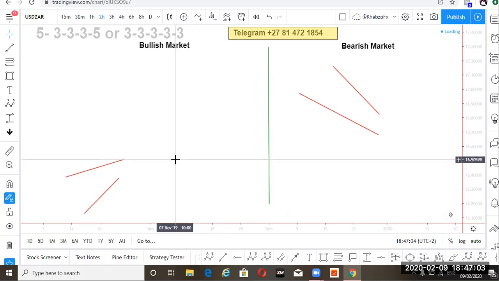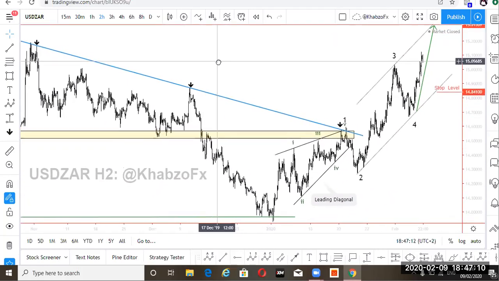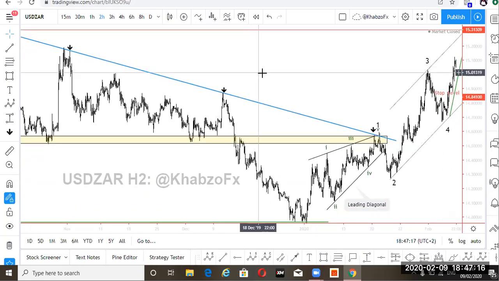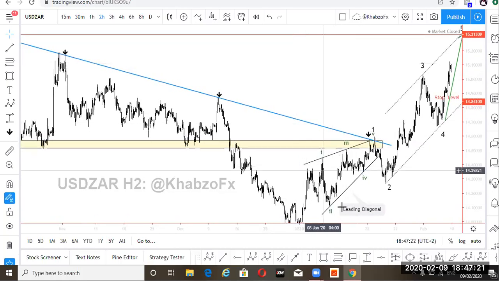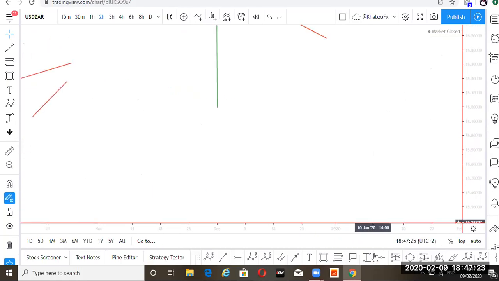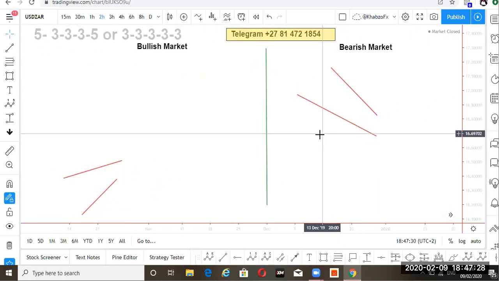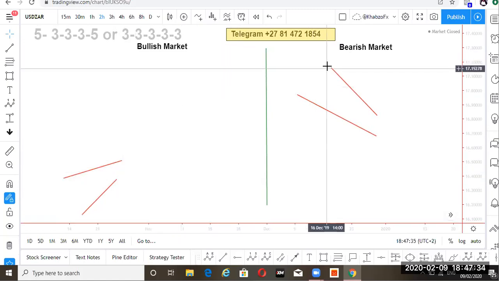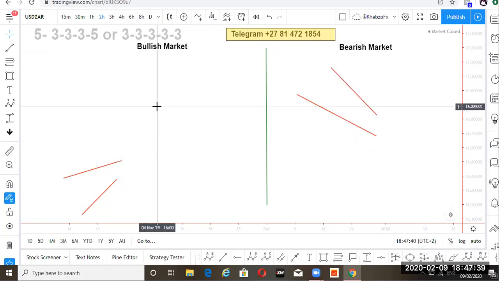I've recorded a video here on USDZAR on this setup that I posted a couple of weeks back. So I wanted to explain the leading diagonal in detail. This pattern here, right? You can have a leading diagonal in a bullish market. You can also have a leading diagonal in a bearish market, all right?